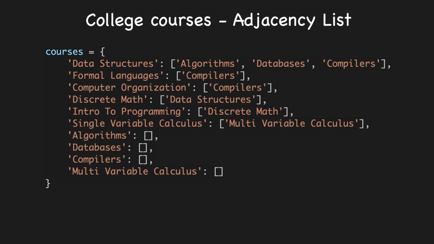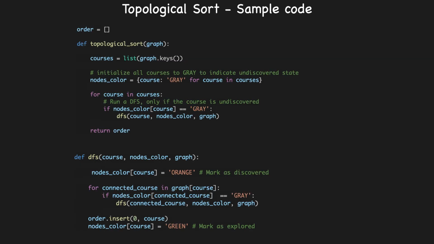So this hash map will be passed as an argument to the topological sort function that I will review next. Now let's examine the code. The initial step is to declare a variable named order to track the topological sort order. Next, the topological sort function will accept the hash map named graph as an argument.